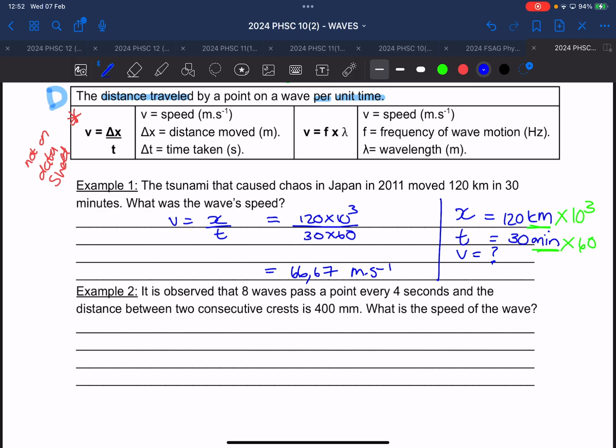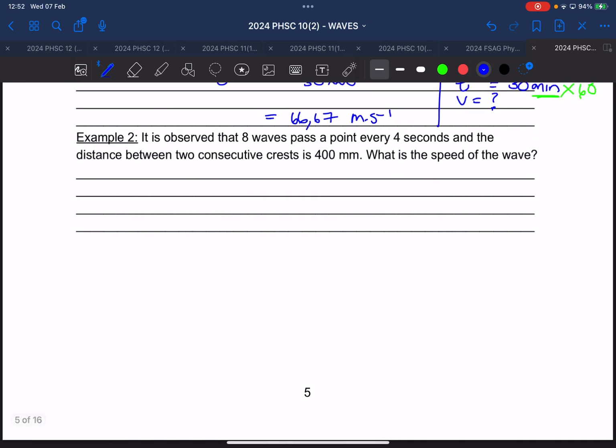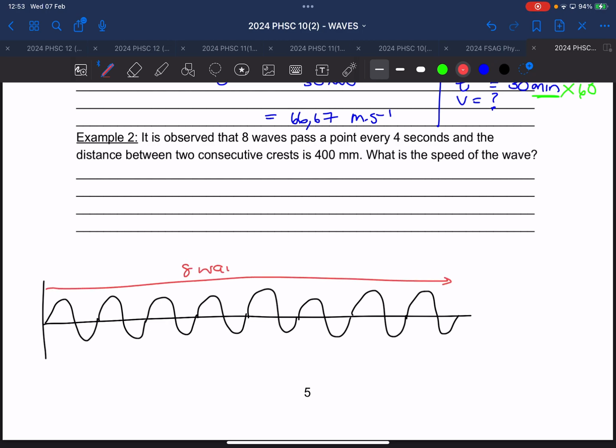Alright, next question. It says, it is observed that 8 waves pass a point every 4 seconds, and the distance between 2 consecutive crests is 400 millimeters. What is the speed of the wave? Okay, now you're going to draw the wave. Okay, it says 8 waves, so we have 1, 2, 3, 4, 5, 6, 7, 8. 8 waves. So they tell us from there to there is 8 waves, and that takes us a total of 4 seconds.